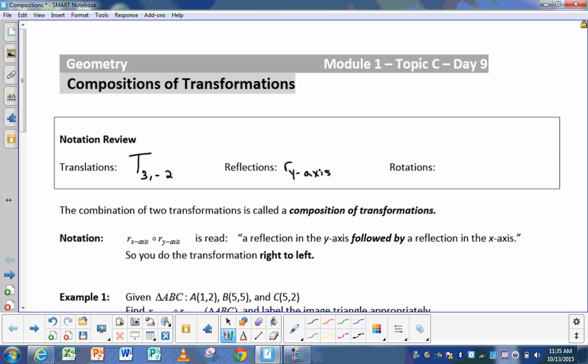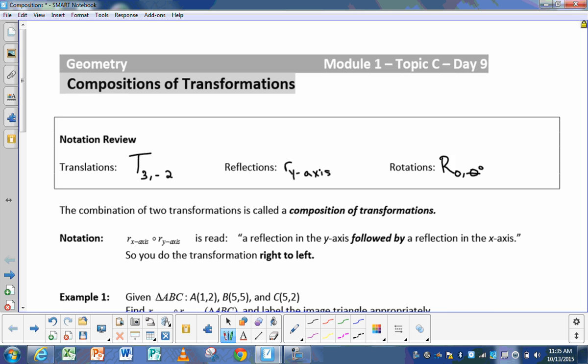Last but not least, we have rotations. A capital R will tell me that I'm doing a rotation. And then we need two things for rotation: a center of rotation and a degree of rotation. This little O here tells me that the origin is going to be my center of rotation, and this theta is going to be my degree of rotation. Now remember, when theta is positive, that means we're going to rotate counterclockwise, and when theta is negative, we're going to rotate clockwise.